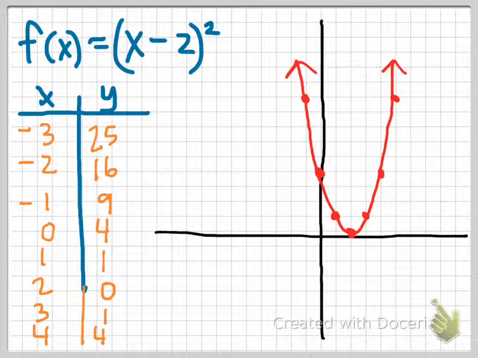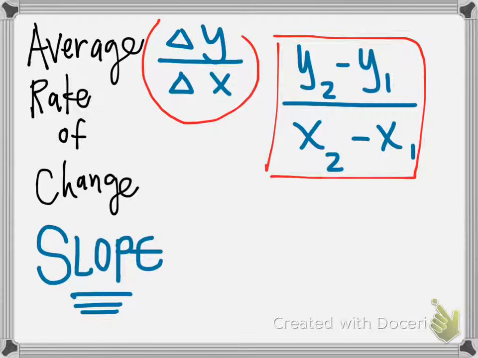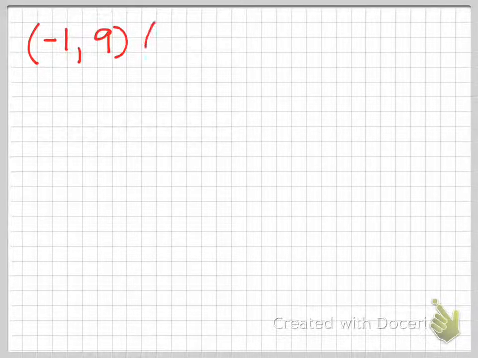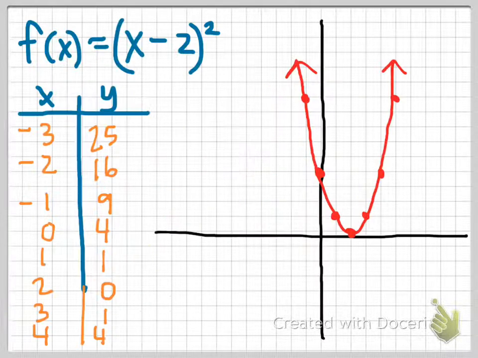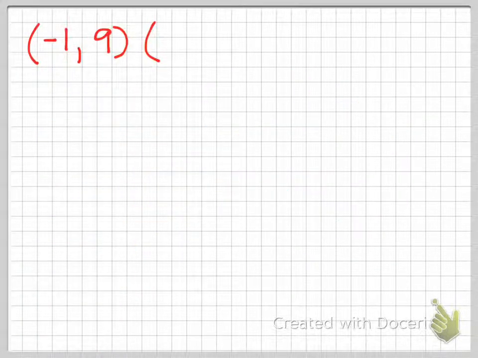So at -1, the y value is 9. So -1, 9 is one of the ordered pairs. And the other ordered pair, they wanted the x value to be 2. So when x is 2, the y value is 0. Do you see in the chart? Right here. So when x is 2, y is 0. And then, to do average rate of change, you just find slope.